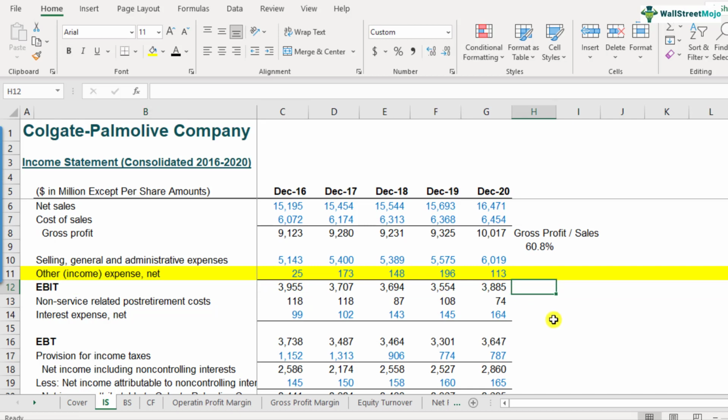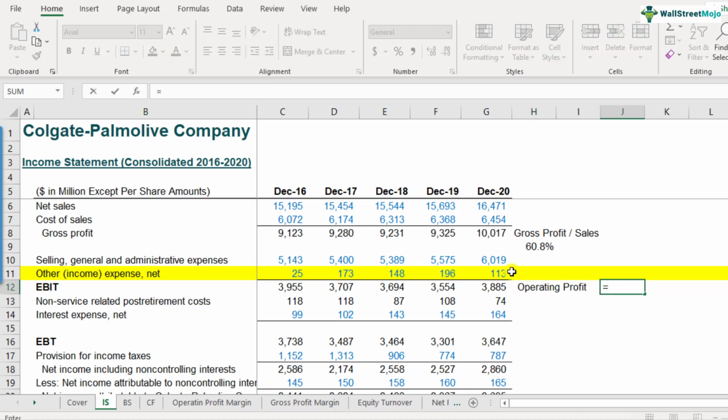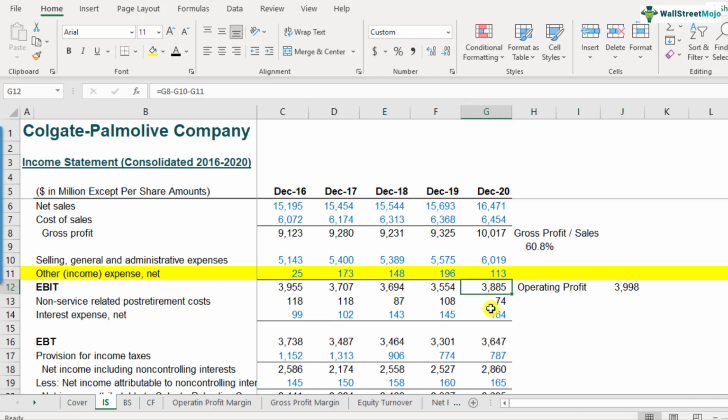So how will our operating profit look? This is the sales, so sales minus the cost of goods sold comes out to be 10017, that is gross profit. And when you reduce the selling, general and admin expenses, that's where we get the operating profit. So this is 3998. Had we considered 113 as an expense here, other income, other expenses, then the operating profit would have been 3885. So we just normalized or adjusted the earnings before interest and taxes.